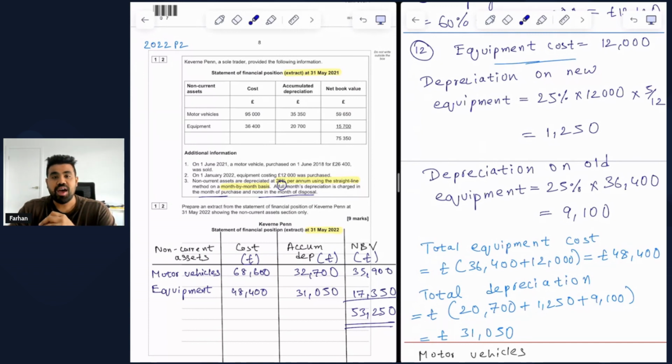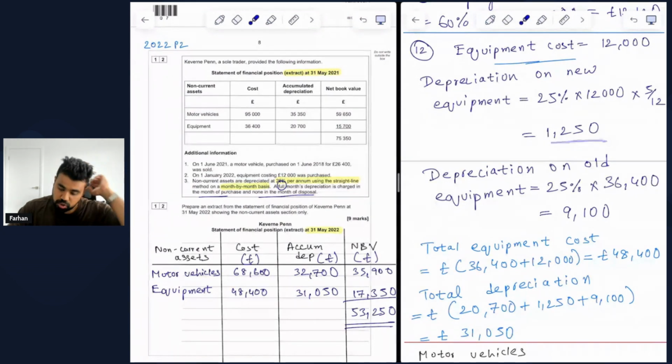We understand that in a year we have 12 months in total, and because 25% is already an annualized rate, when we are multiplying it with the original cost, we also need to multiply 5 over 12, which reflects the fact that this asset was only in use for 5 months out of the total 12 months that we have in a given year. So once you incorporate all these calculations, you get £1,250 as the depreciation on new equipment.